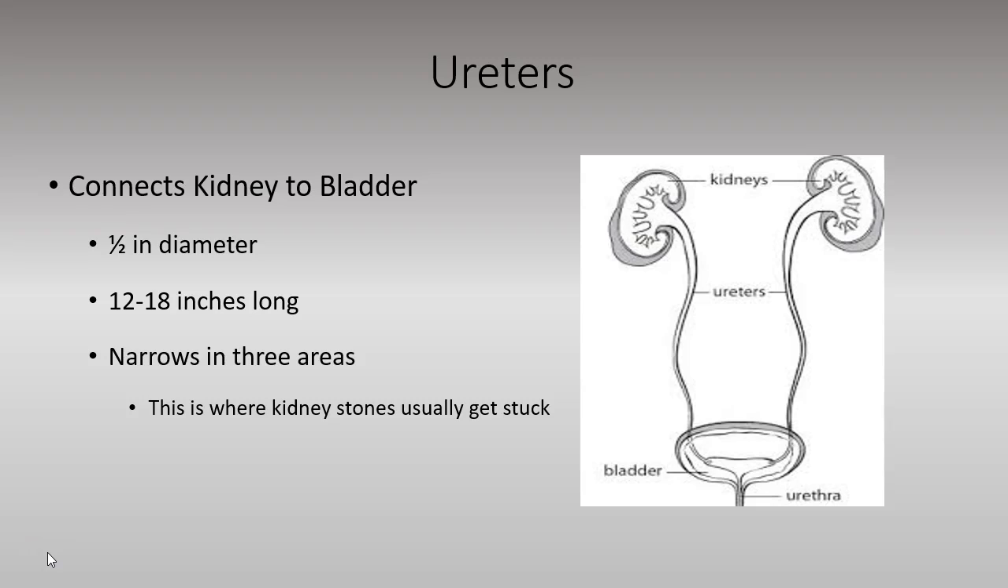Your ureters connect the kidney to the bladder. They're half an inch in diameter and 12 to 18 inches long, and they narrow in three areas. This is where kidney stones usually get stuck. So we have a narrowing here, here, and here, and possibly here. Myself, I've had kidney stones before and have had issues. Basically, kidney stones will form in the kidneys, then pass through, and usually it's in these narrow areas where the pain is caused.